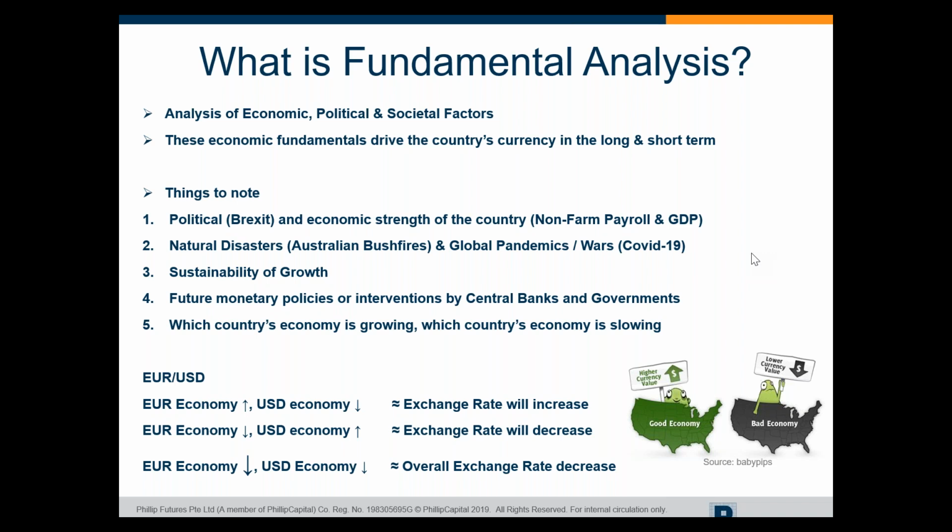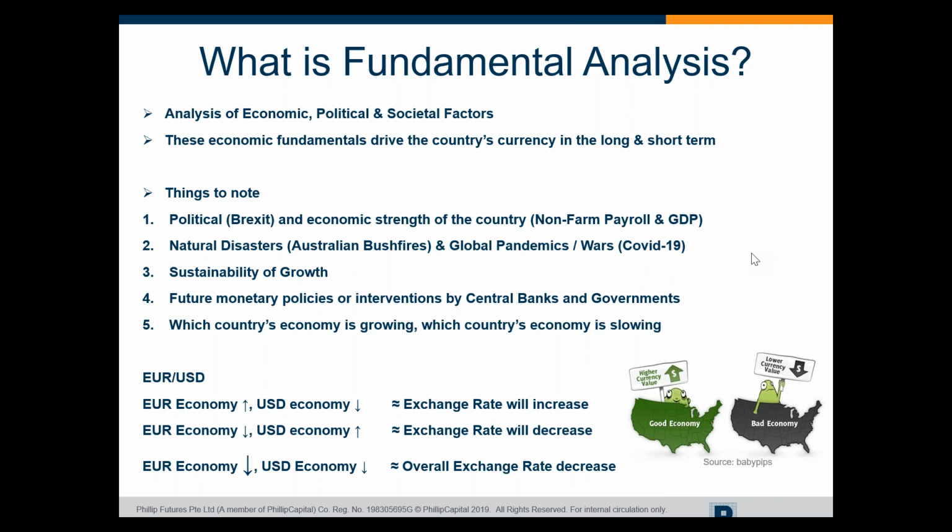If let's say a country or currency is expanding, how sustainable is the growth in the long term or in the short term? Then fourthly, we also have future monetary policies or interventions by central banks and governments. Due to COVID-19, we actually see many central banks doing unexpected rate cuts to help cope with the slowdown of the economy due to the virus situation. So lastly, which country's economy is growing and which country's economy is slowing?